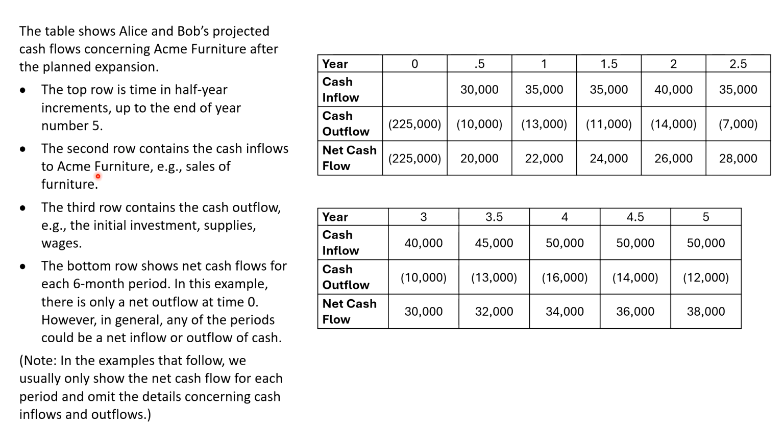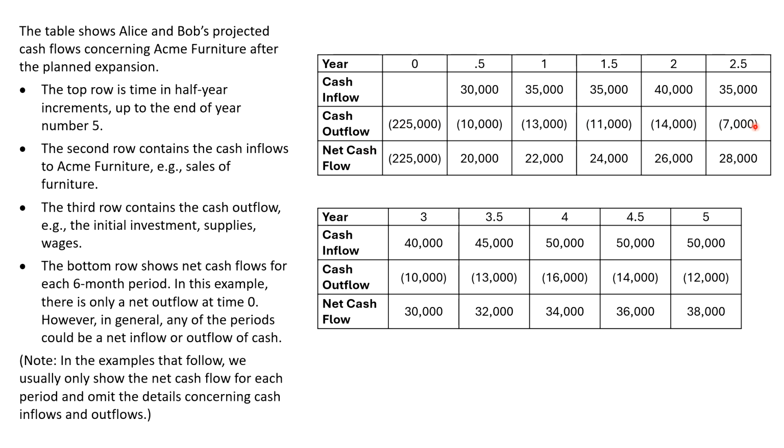The second row contains the cash inflows to Acme Furniture, so that would be either the sale of furniture, or I guess they're also doing restoration, so that would be included in this line here, the inflow. Then the third row contains the cash outflow. That would be the initial investment, things like the equipment, the extension of the garage, the small showroom, the parking lot.